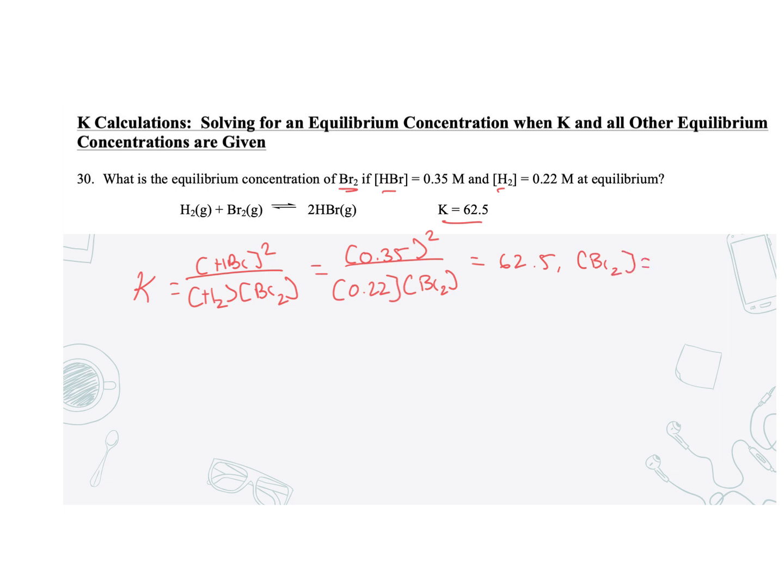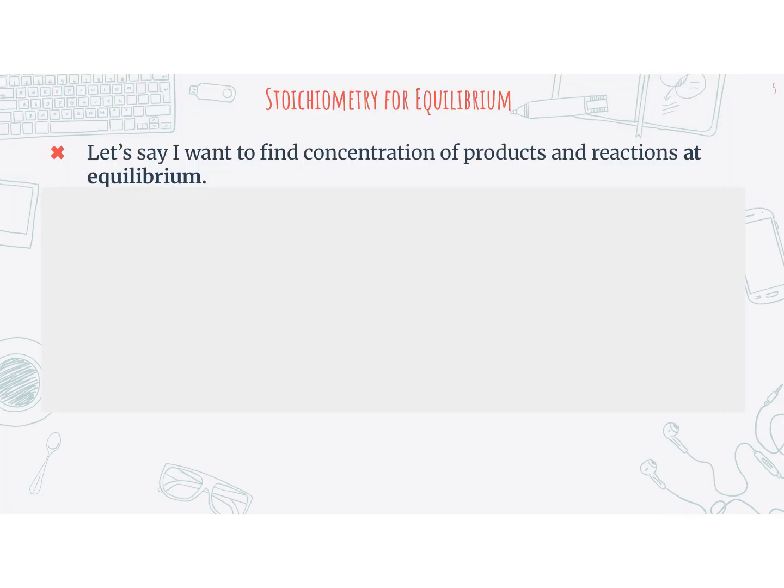And the concentration of Br2 should be 0.0089 if we have the right number of sig figs. So again, a pretty straightforward example. If you're given some of the values, all you need to do is solve for x. Now, of course, all the examples we've been looking at so far were given the concentration at equilibrium. But what happens if I don't have that concentration and I want to actually find that particular concentration?